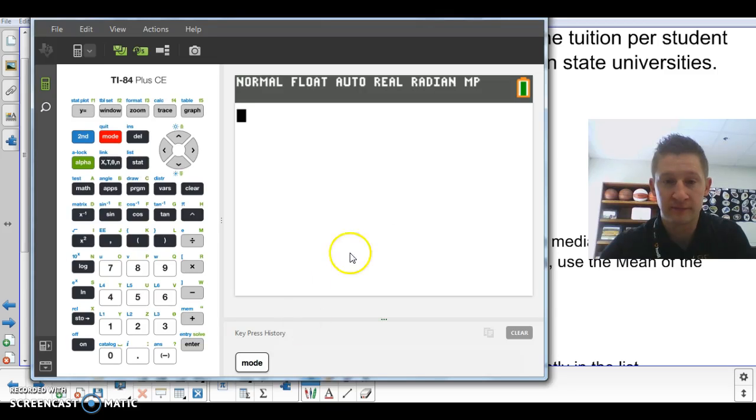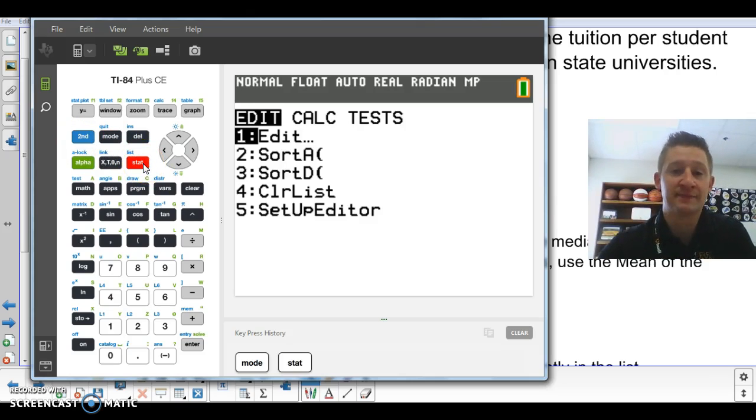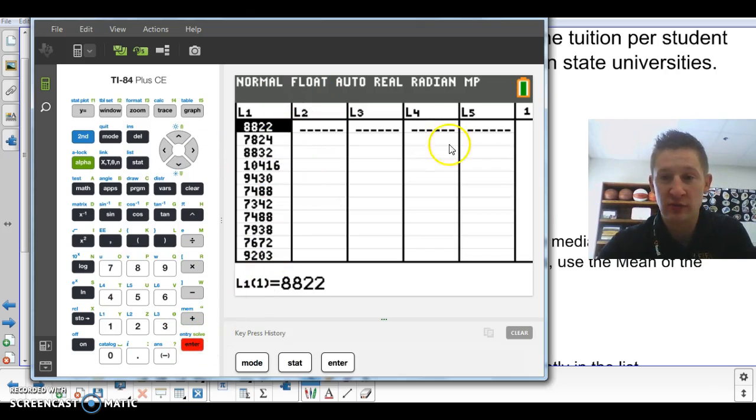Now, on your calculator, when you're working with data, you're going to use the list feature right here. So I'm going to go stat, which is right below list. So I go to stat, and then I edit, which takes me to list 1, list 2, list 3, etc. Okay, so you should be able to see this on your calculator.